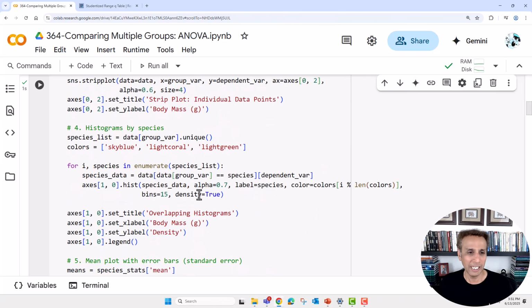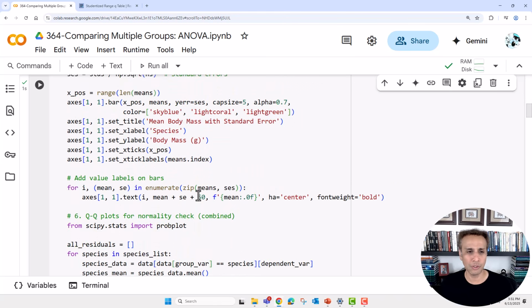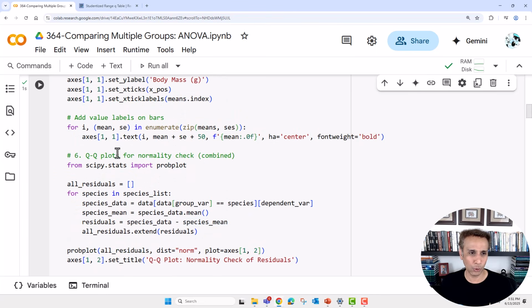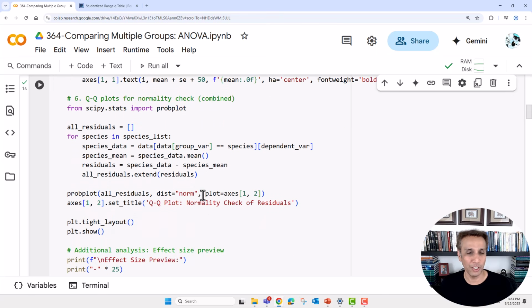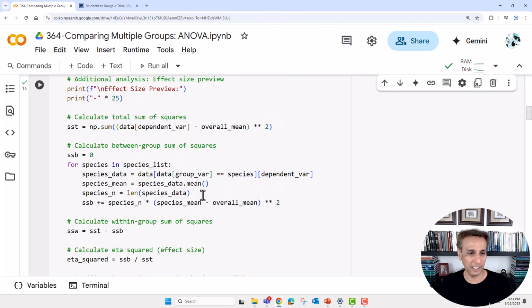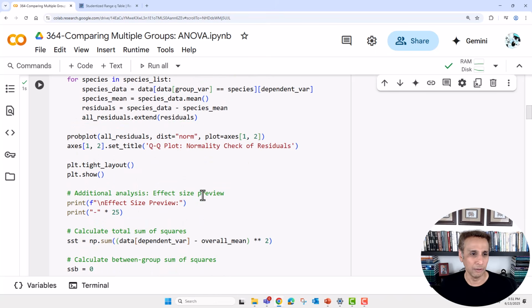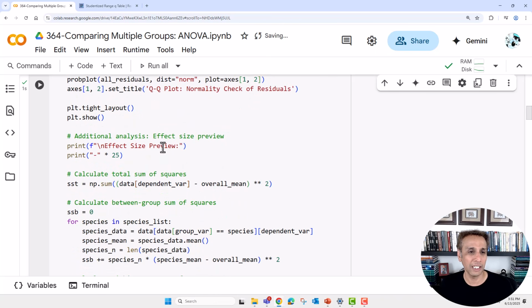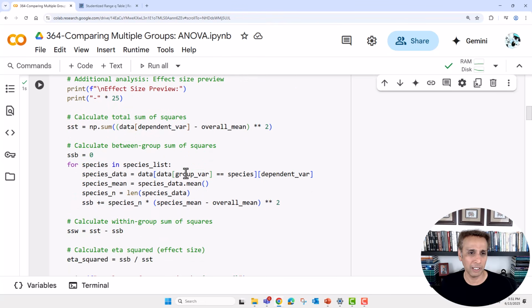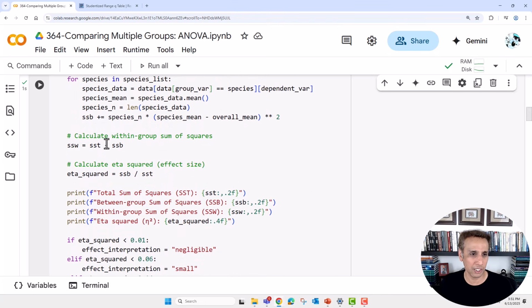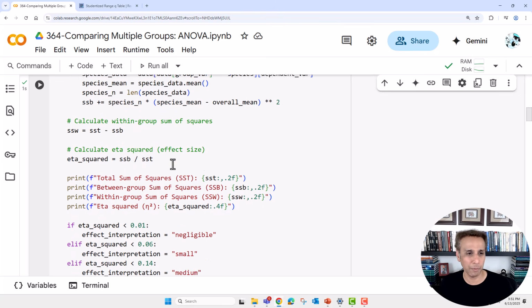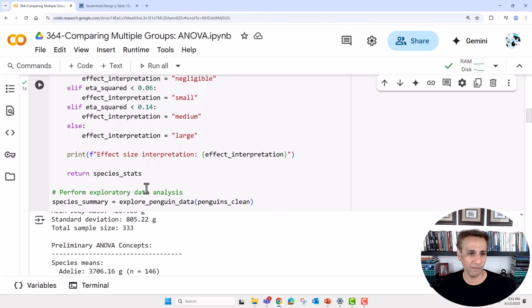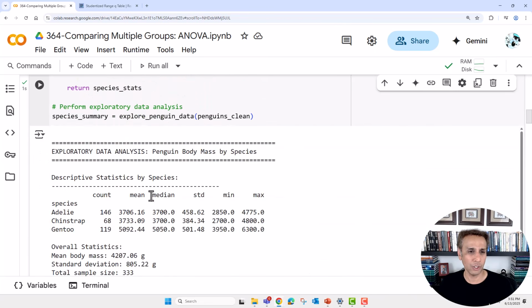Box plot, violin plot. Again, this is a bunch of code that you can use on your own data sets, and QQ plots, for example, to see how normal the data is. And I think I'm doing a bit more. Effect size preview, calculate between group sum of squares, and then SSW, eta squared, calculate all the stuff that we just discussed in the PowerPoint presentation. We are actually getting all that information here printed. So let's go ahead and look at it a little bit and then move on to the next part.